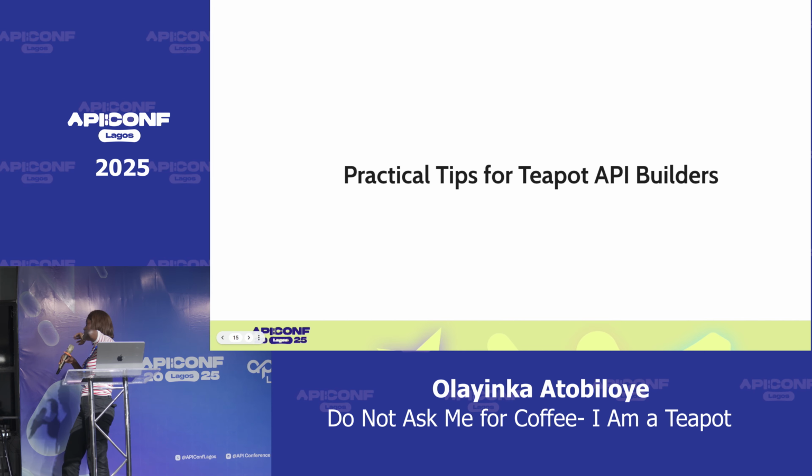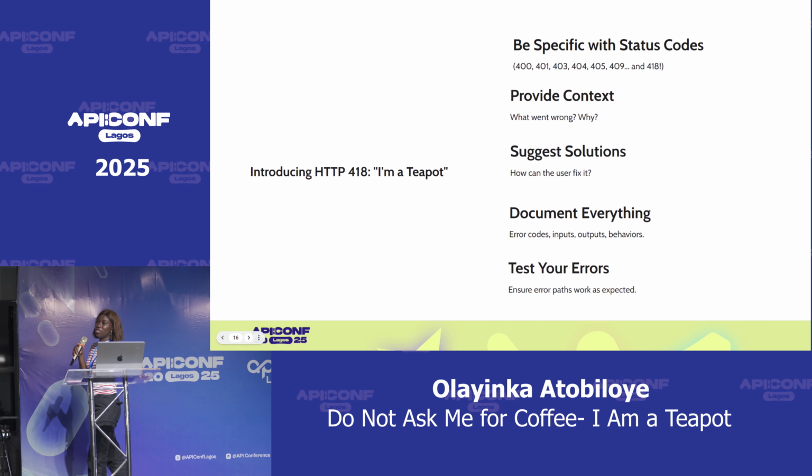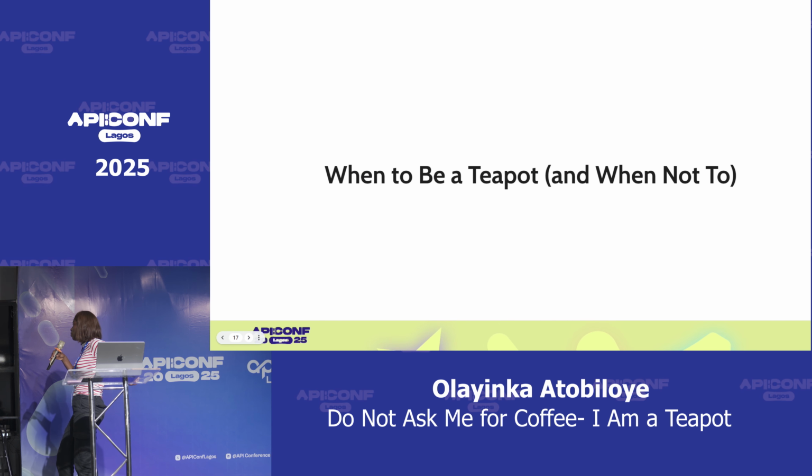So basically, to put together everything that we've covered today in this very short session, be very specific with your status codes. Don't just slap 500 or 400 back to your users. Provide context. Tell them what went wrong. Tell them why it went wrong. Tell them what you wanted if they are the one doing something wrong. Suggest solutions. This is a bit of a reach, but if you can, please do document everything and test your errors.